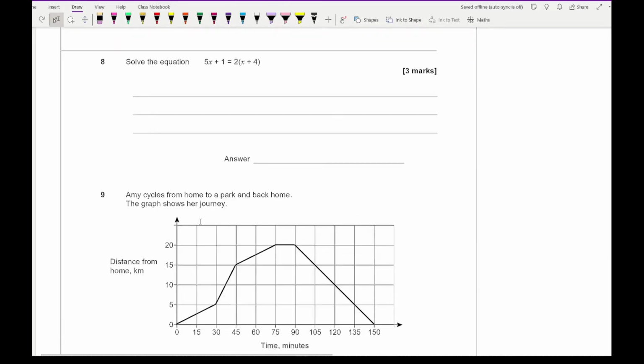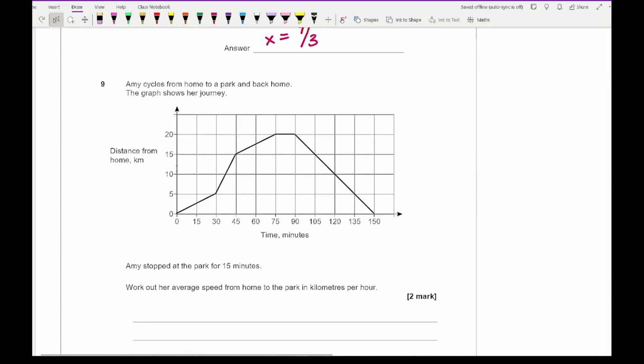Now in terms of question 8, it says solve the double-sided equation. So again, the first thing we want to do is expand the brackets. I've got 2x plus 8, and then we take all the x's onto one side, then take the 1 over to the other side, which I end up with 7, giving me a final answer of x equals 7 over 3.